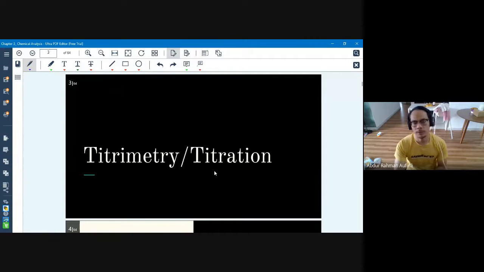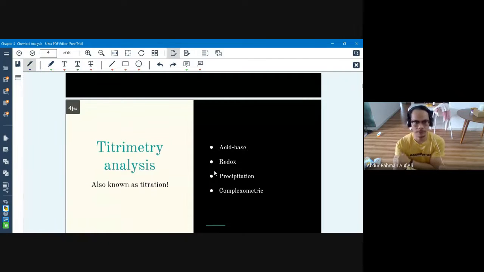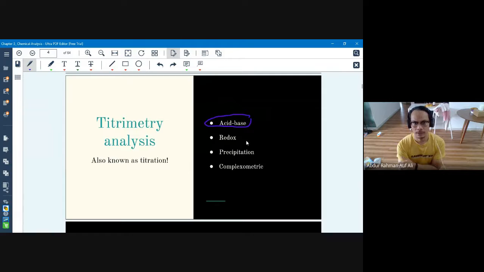So before we go into in detail, titration ataupun titration is another word that we use to describe this analysis. So there are 4 types of titration ataupun titration analysis. We have acid and base. We have gone into this a bit dalam chapter 2. Ada redox titration, precipitation, and complexometry. Tapi in this module, in this syllabus, kita akan tengok the first 3 sahaja. This one, and this one. This one saya leave out.